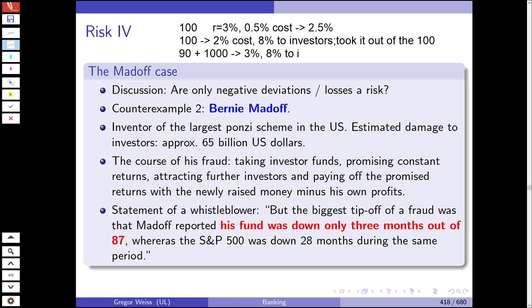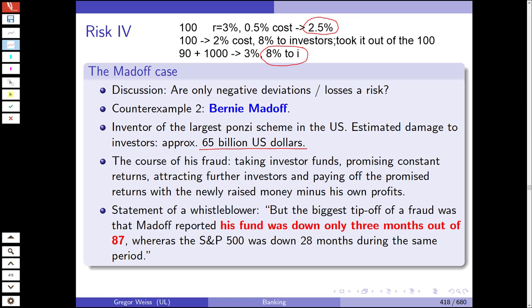And this lost investors $65 billion. And a whistleblower at that time said the biggest tip off of a fraud was that Madoff reported his fund was down only 3 months out of 87, whereas the S&P 500 was down 28 months during the same period. And well, that's pretty easy. If you don't invest, in this sense, you cannot lose. And if you only pay out the interest and the return to your investors from the new inflows of new investors, there is no chance of you going down with your fund as long as new investors keep pouring into your fund.